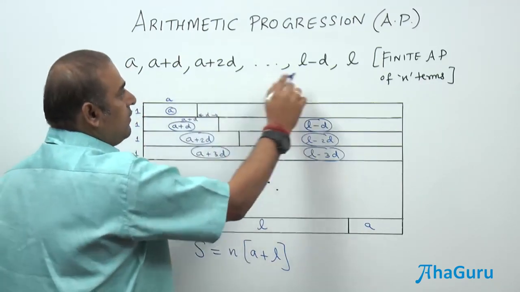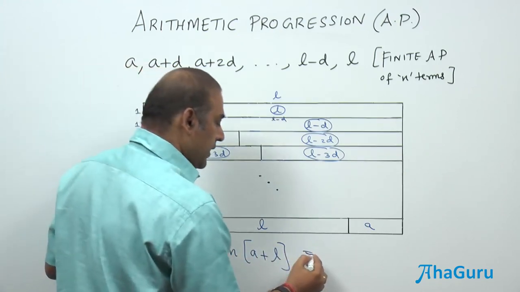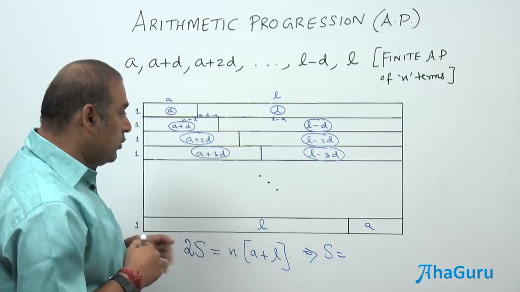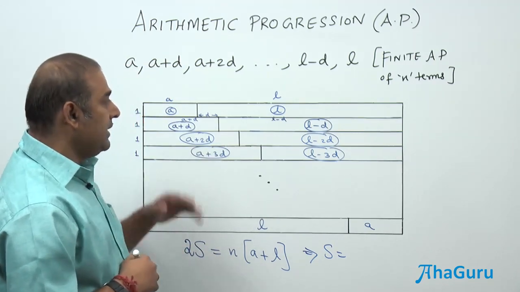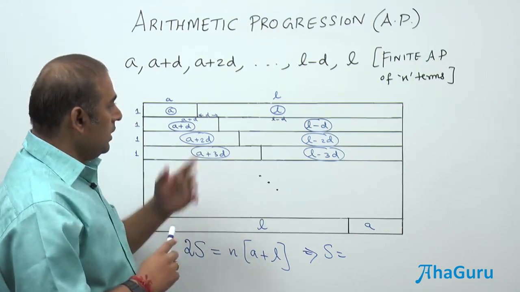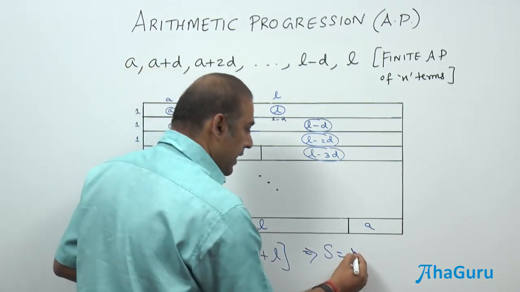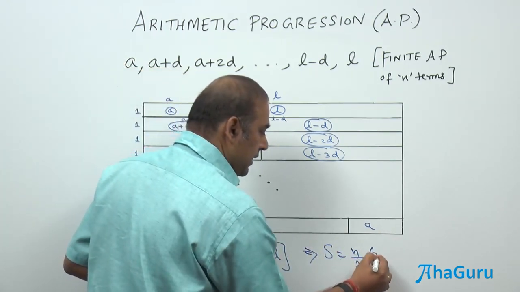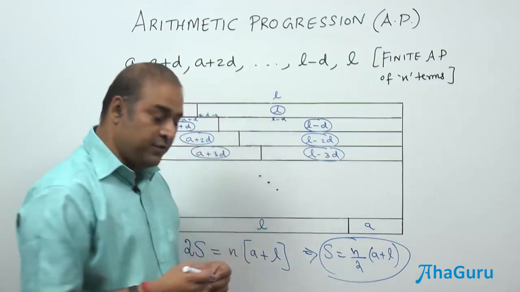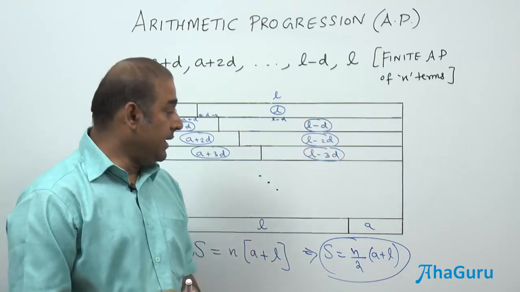Therefore, the sum of the APs is going to be 2S. S is nothing but the sum of the AP, but 2S is the sum of all the areas of the rectangles, which contains the sum of the finite AP terms twice. Therefore, S is going to be n by 2 times A plus L. So this is a visual representation of the sum of all the finite terms of an AP.